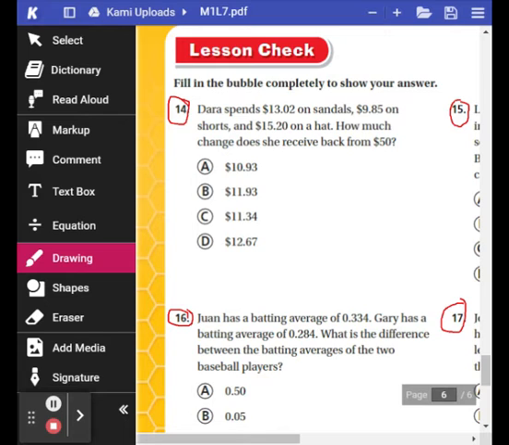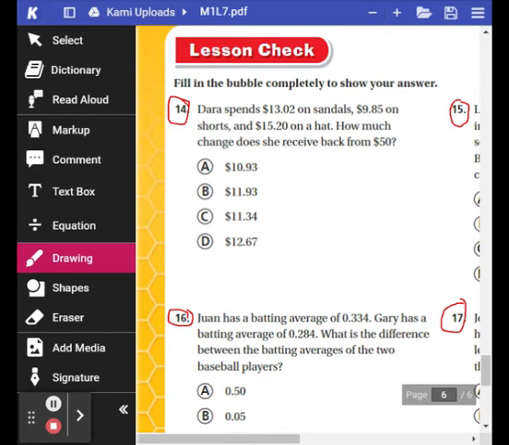I've got to ring up $13.02. That's for the sandals. I'm going to put S for sandals. Then she spent, and I'm paying attention to my decimals because I have to line those up, $9.85 on shorts. I'm going to put the SH for shorts. And then she also spent $15.20 on a hat. Yes, I was going to put H for hat, but it's only 3 letters, so I went ahead and wrote it out. I'll write this out, shorts, and this is sandals.